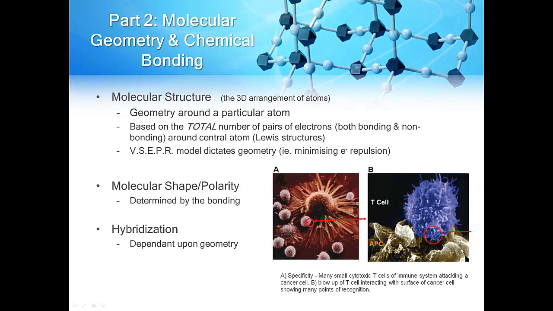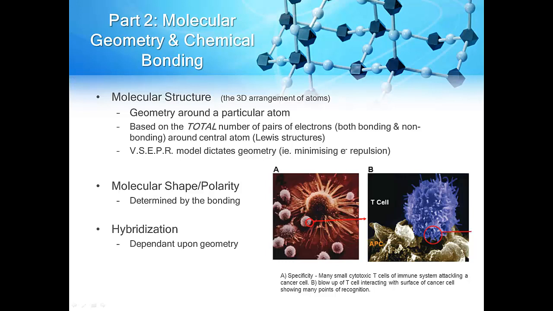The idea is all of those bonds and lone pairs want to get as far away from each other as they can possibly be. That's why it's called valence shell electron pair repulsion theory. They're repelled from each other, so they want to take up as much room as they can. And this is going to determine the overall shape of the molecule.